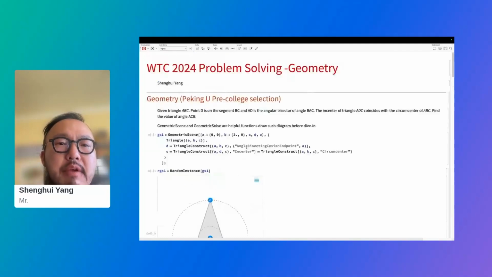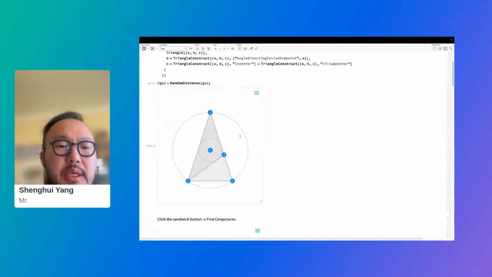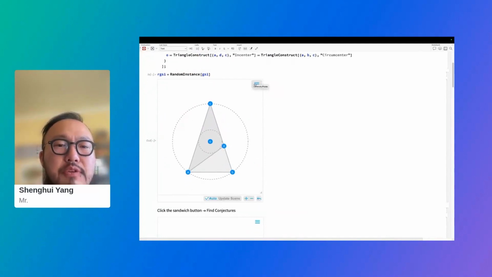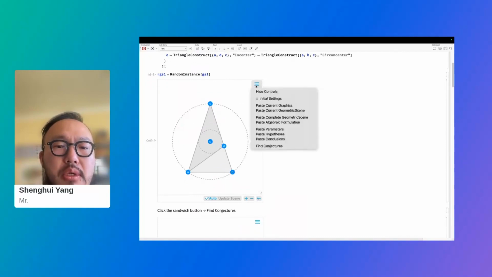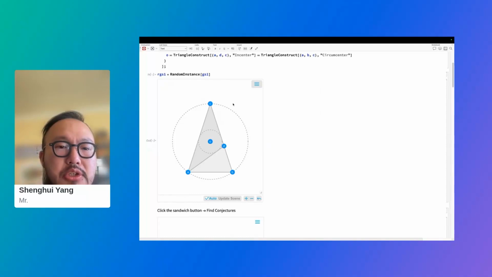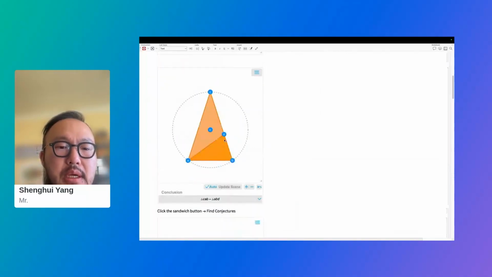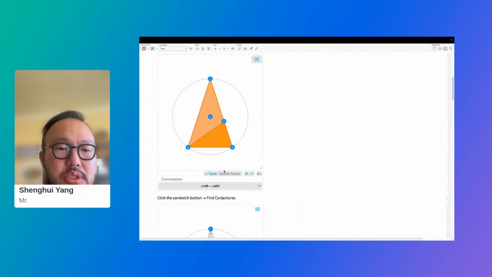Which means this setup looks quite random, but it actually determines uniquely one type of triangle that satisfies this kind of condition. And the geometric solver actually will find it for you. If you click the control and there's find conjectures, it's actually with computer assistance, so that you can choose a couple of conclusions here.